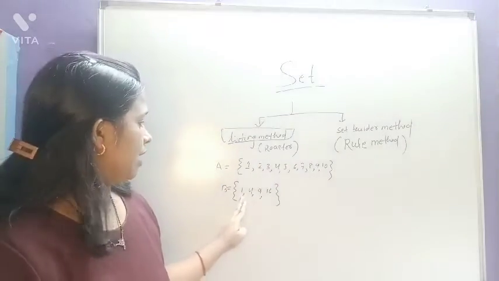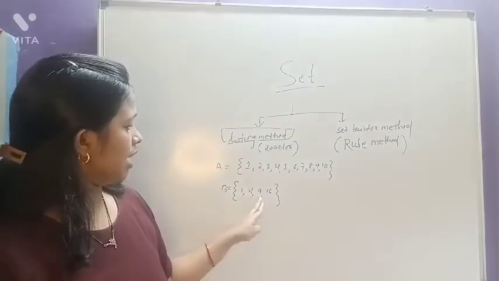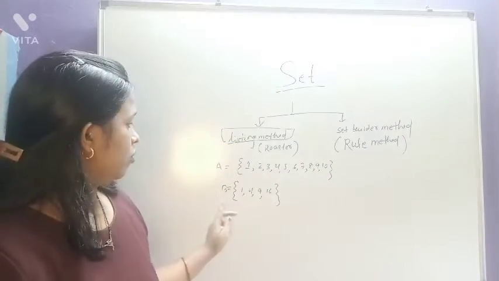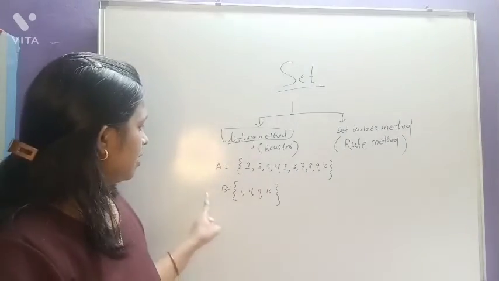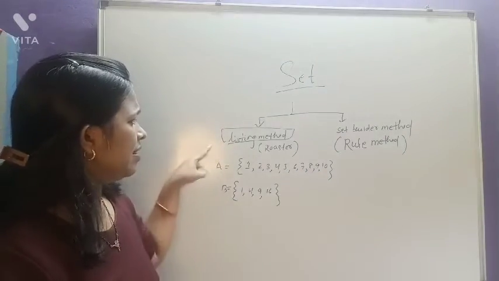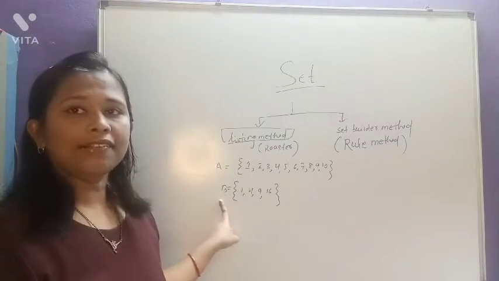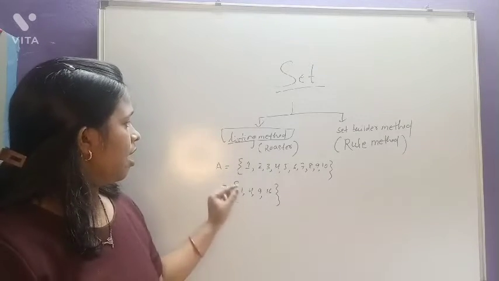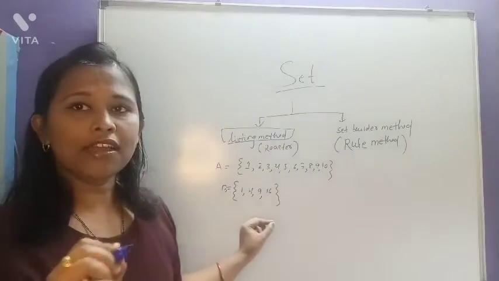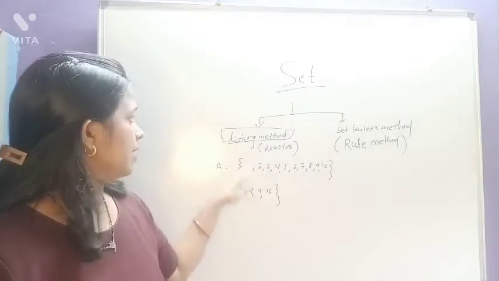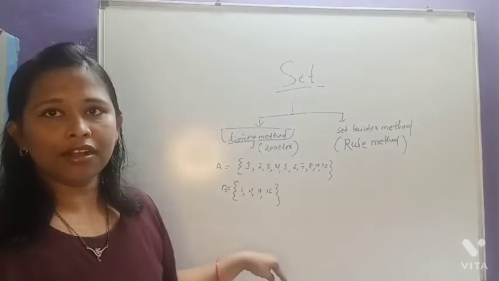Okay, ये 1 का स्क्वायर है, ये 2 का स्क्वायर है, ये 3 का स्क्वायर है, ये 4 का स्क्वायर है. So I can make this set as set B. These are the examples of listing method. Listing method में हम क्या करते हैं, हर ऑब्जेक्ट्स को लिस्ट करके कमा देके लिखते हैं. So that this set is named as listing method.